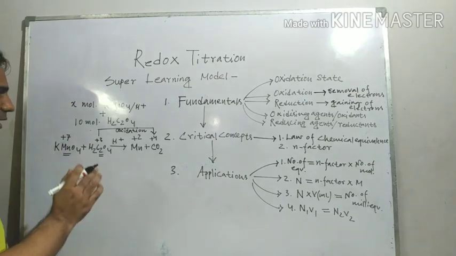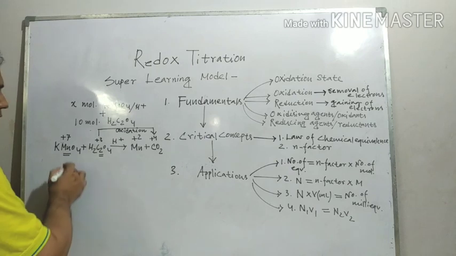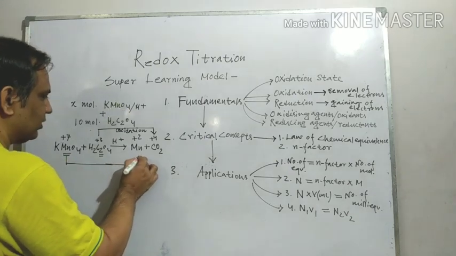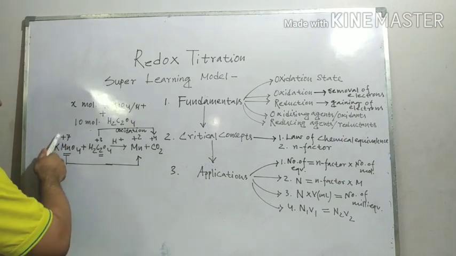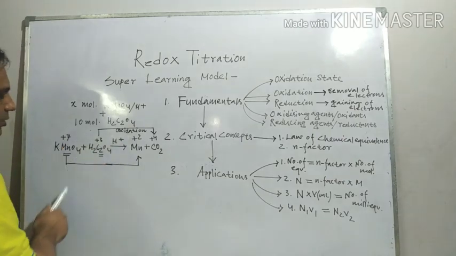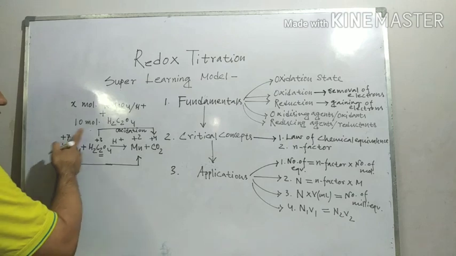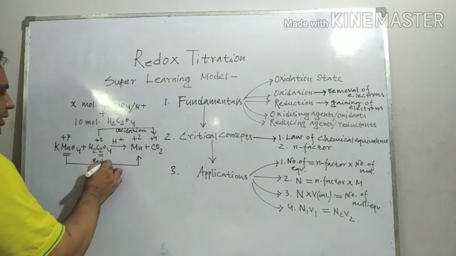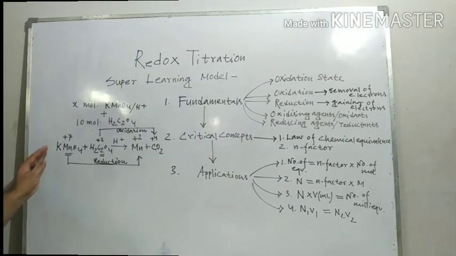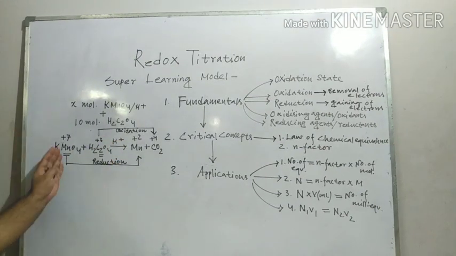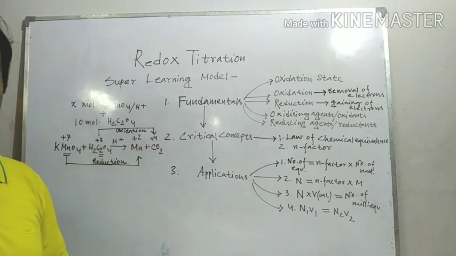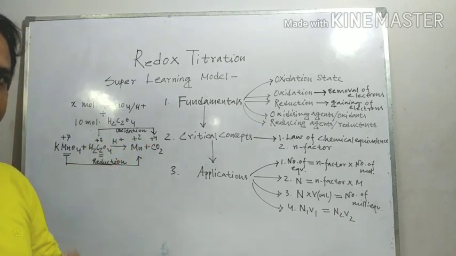KMnO4 in acidic medium is a very good oxidizing agent. So if you consider the oxidation state, it will go from plus 7 to plus 2 in case of manganese. So there is a reduction in the oxidation state. So this is basically reduction. So this is the reaction. So you have to remember the changes. Remember the oxalate part will be converted to CO2 in such cases.